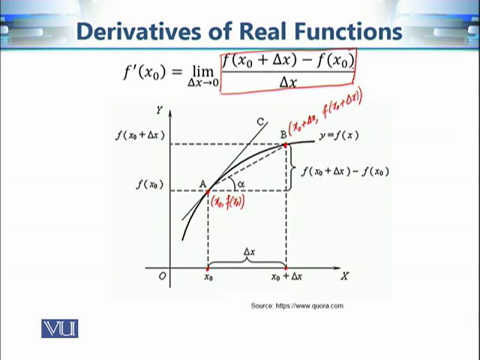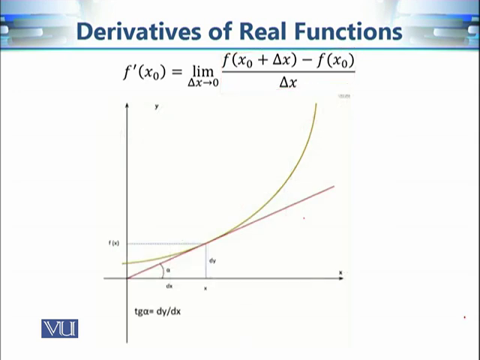And when we take the limit of this slope of the secant line, so when we take the limit that delta x approaches 0, in other words, we are approaching x naught, and as this point approaches x naught, then this secant line approaches this tangent line. So we can say that geometrically, for real functions, the derivative is the slope of the tangent line.